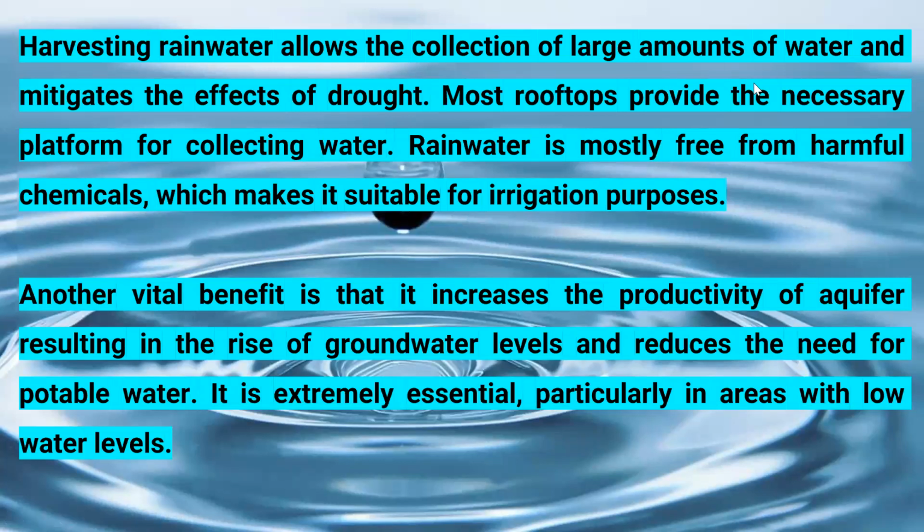Next, harvesting rainwater allows the collection of large amounts of water and mitigates the effect of drought. Mitigates means it minimizes or lessens the effects of drought. Most rooftops provide the necessary platform for collecting water. Rainwater is mostly free from harmful chemicals, which makes it suitable for irrigation purposes.